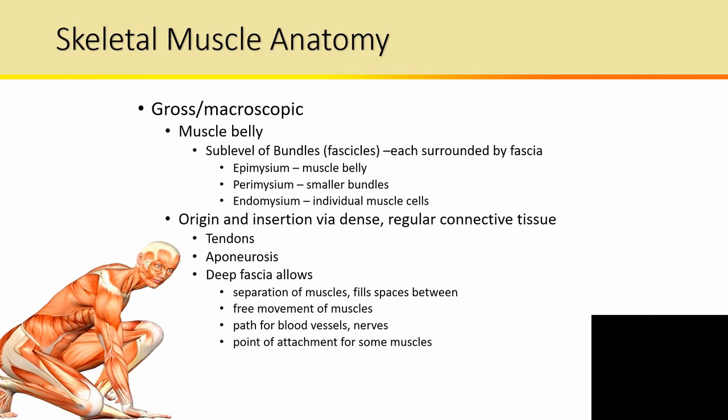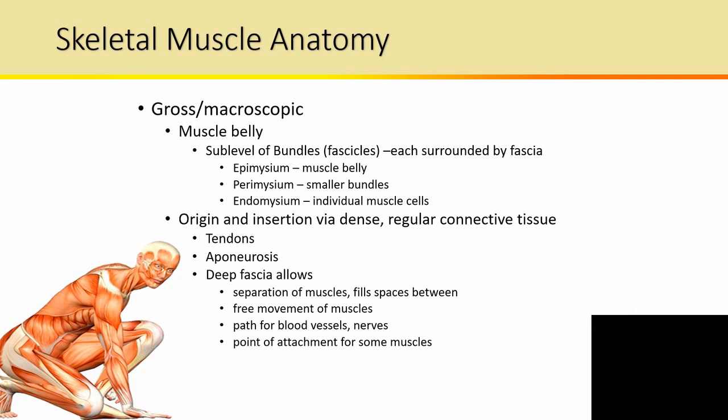We also know that muscles themselves are divided into sections. If I look at the hamstrings, remember we talked about that linea aspera that went down the back of the femur. That linea aspera is actually a band of deep fascia which divides the hamstrings on the medial side of the thigh, which are two, from the hamstring on the lateral side of the thigh posteriorly, which is one. So the deep fascia allows separation of muscles.